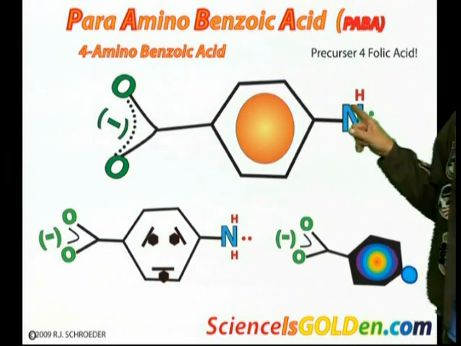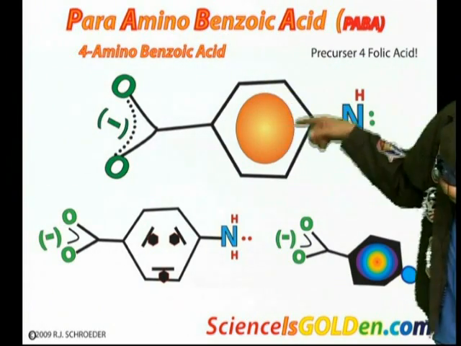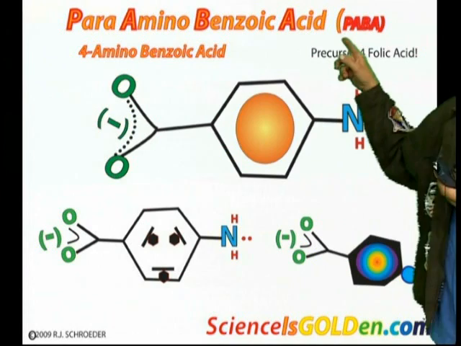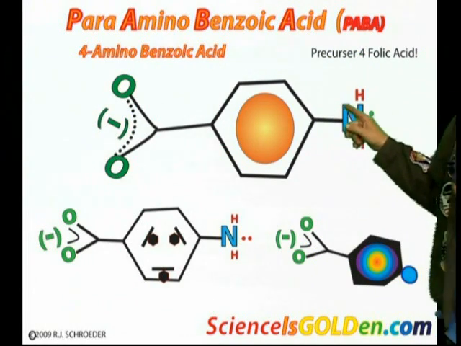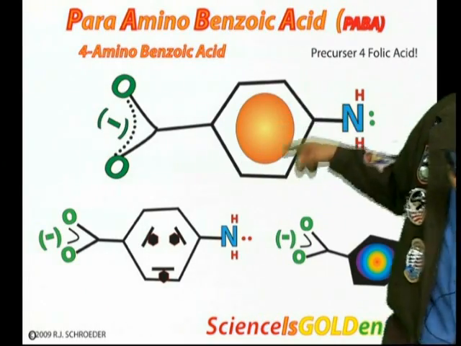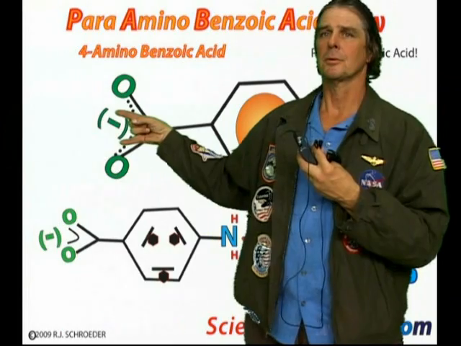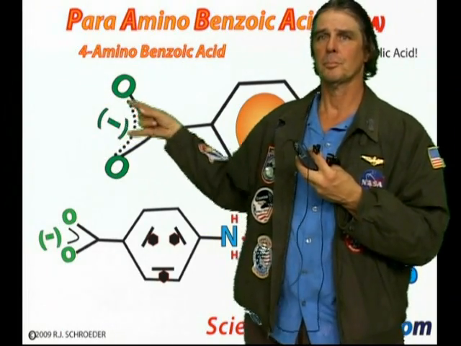Amino is going to be an N, nitrogen. Benzoic tells us it's got the benzoic acid. Now where's the acid? You've got the amino side, you've got the ring, a hydrocarbon ring. The acid in this case is a carboxylate. Double bonds.